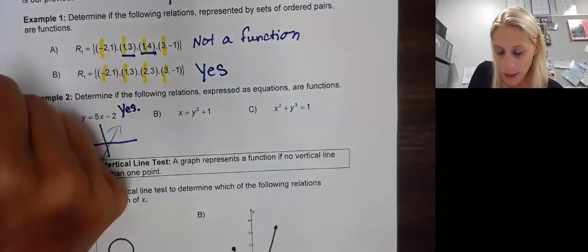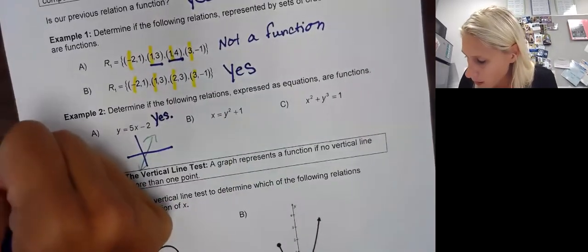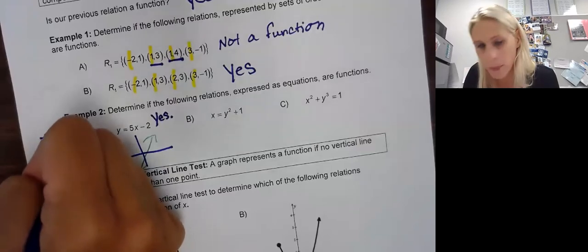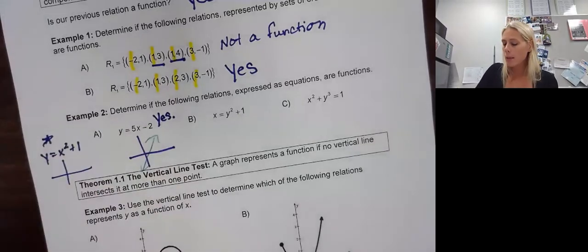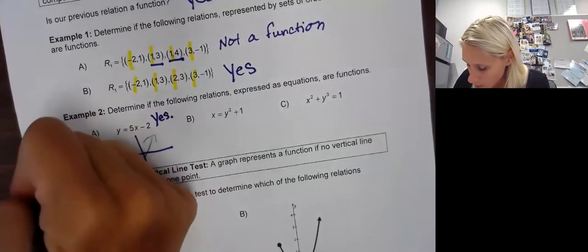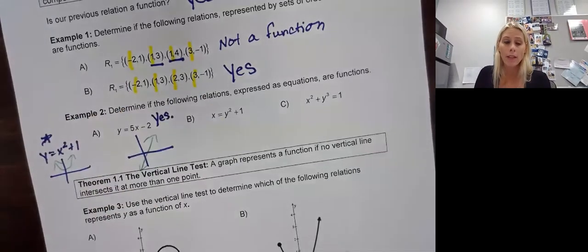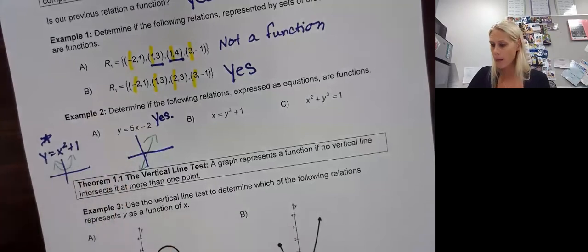I'm going to put it right here in a side note. Okay, we know that y equals x squared plus 1, because we probably did this a lot last year, is a parabola. So it looks something like this, right? And that would definitely be a function, right? For every x, there's only one y.